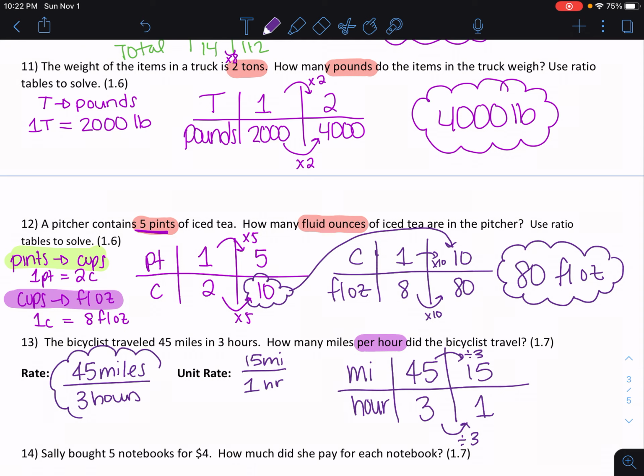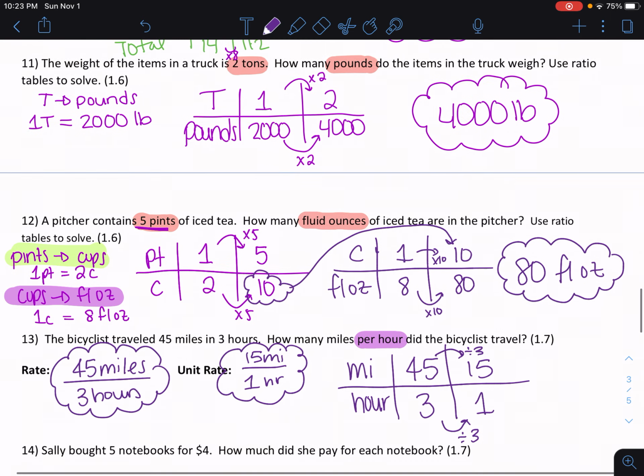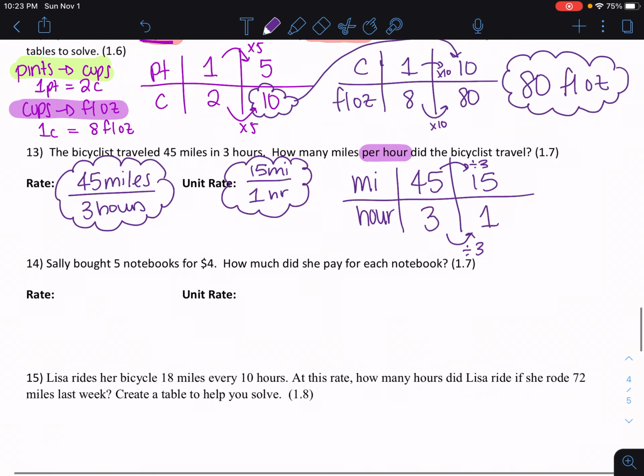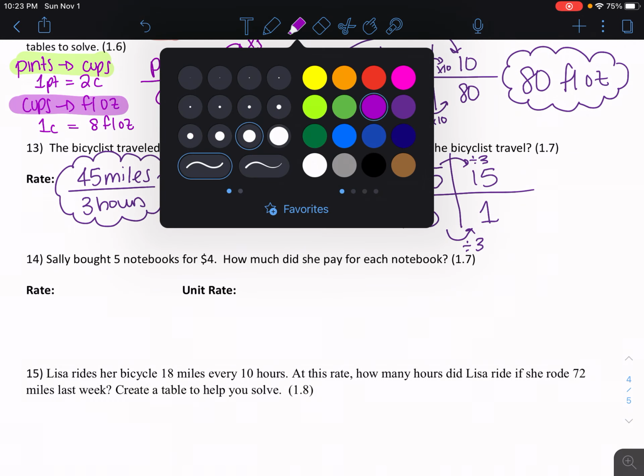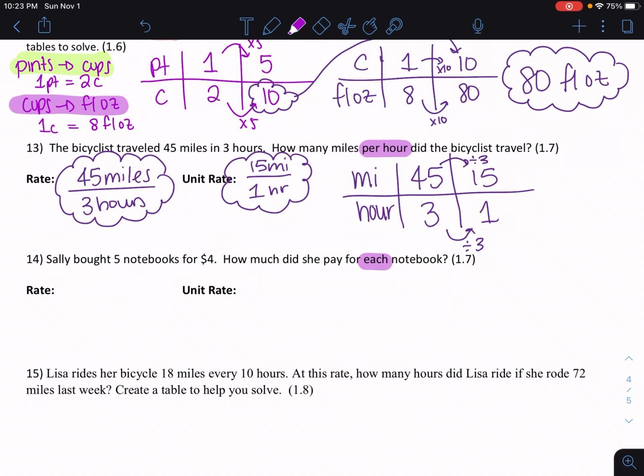These are the two answers that I'm looking for here. Notice that the first one is the rate written in the correct order with units. And the second one is the unit rate with a 1 on the bottom, again in the correct order with units. For number 14, it says Sally bought 5 notebooks for $4. How much did she pay for each notebook? So for each notebook is going to be your bottom. So $4 for 5 notebooks.